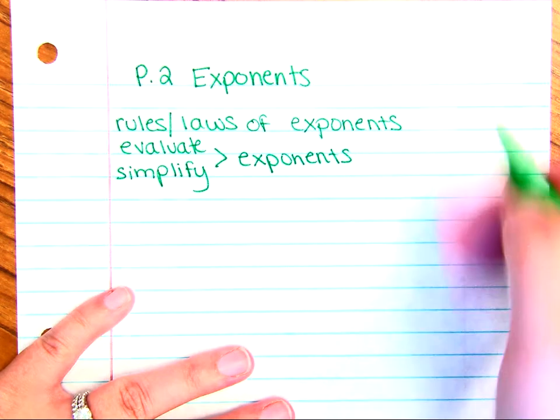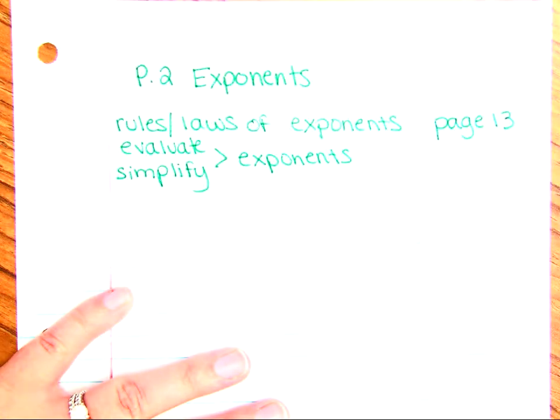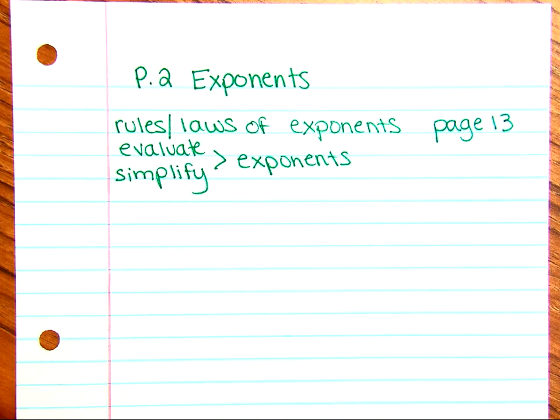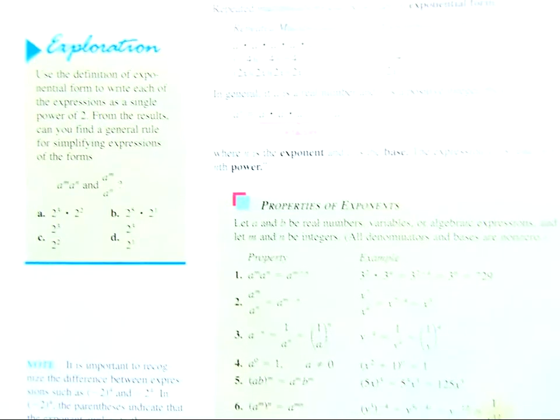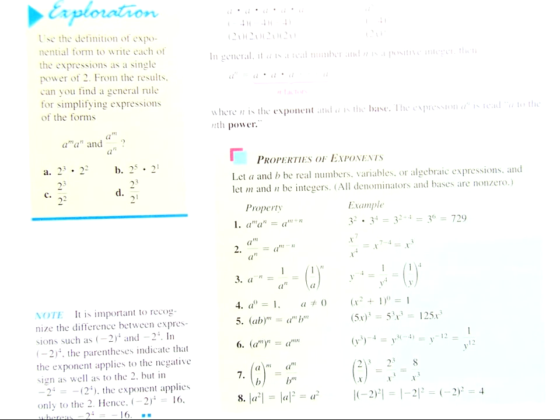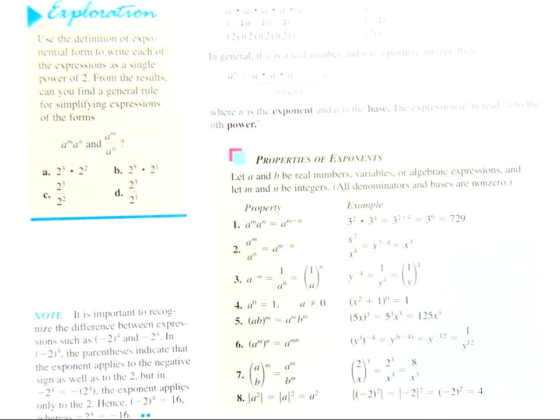However, on page 13 in your textbook, at the bottom is a chart with all of the rules. On the left-hand side, it has an example with a variable of what the rule says to do. And on the right-hand side is an actual example with numbers of what to do. So we have, it looks like, 8 different properties of exponents, or rules or laws as I was calling them. So we will be using those.